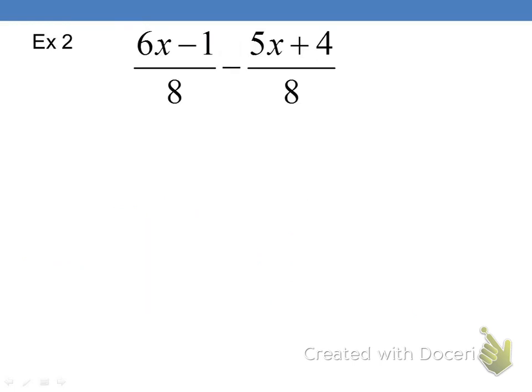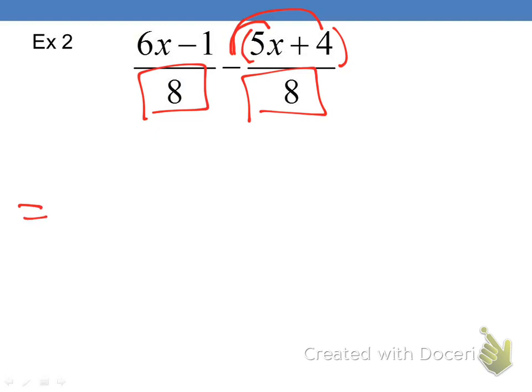Here's example 2. All right, so do you see how the denominators are already the same? Okay, so I am going to write out the numerator. I am going to remember that I am subtracting each of those terms. You might want to put that in parentheses to help you remember that you're subtracting the 5x, you're subtracting the 4. So first I'm going to write it as one big rational expression.